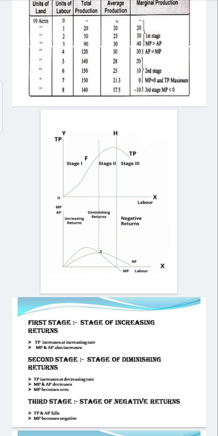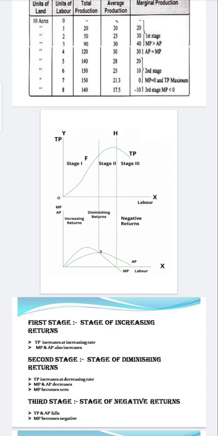Now coming to the relationship between MP and TP, which I will explain here in short. We notice that in stage first, MP is increasing and positive, whereas TP is also increasing at an increasing rate. Next we notice after a point MP starts falling, whereas TP is still increasing, but now at a diminishing rate. Later MP becomes 0 and TP is at its maximum point, and later when MP becomes negative, TP declines. This is the relationship between MP and TP.